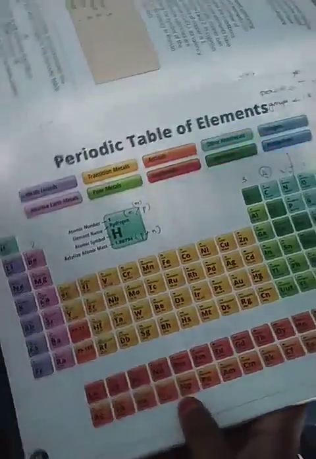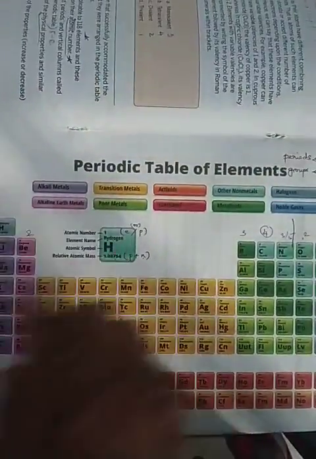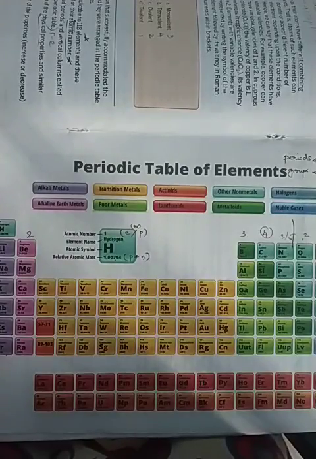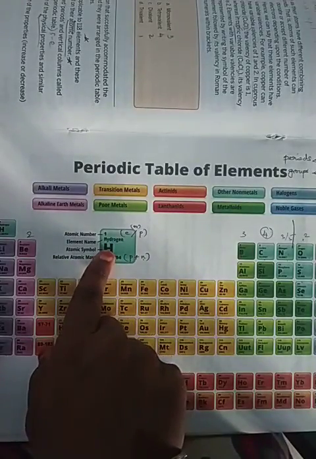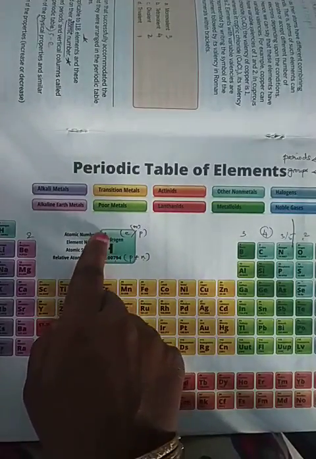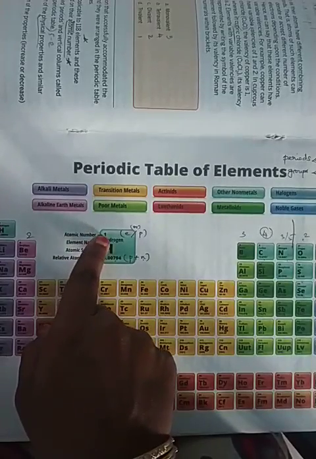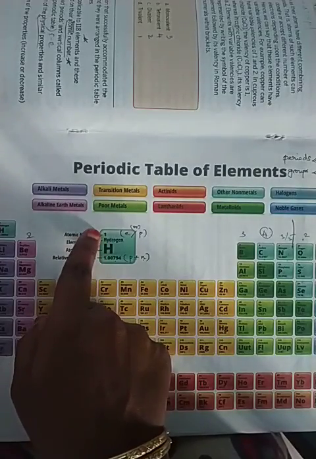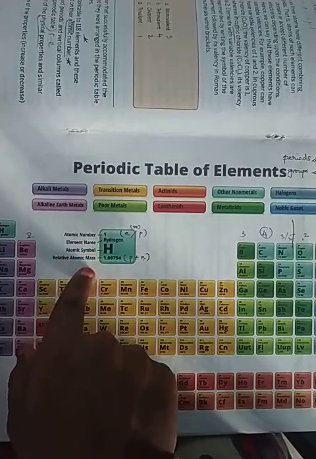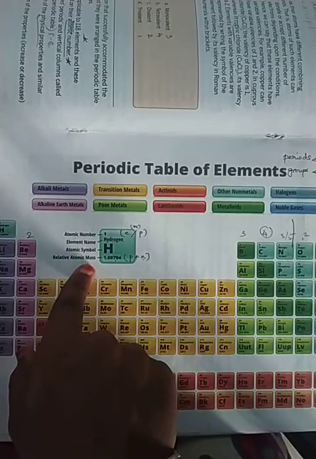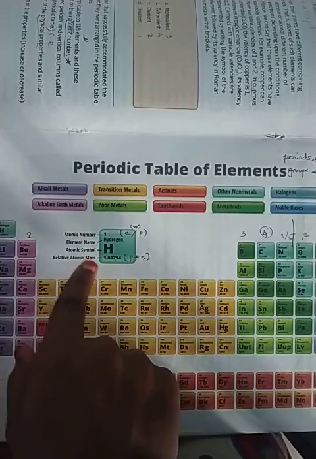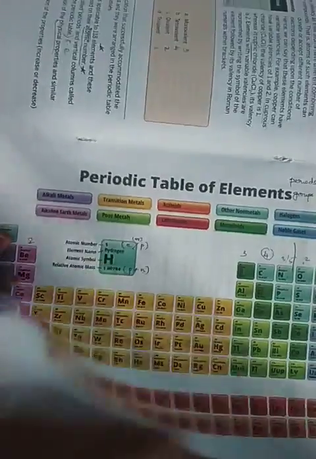Then we will see how to write the symbol first. The symbol will be very bold. Above that you will write the element name, and above that you will write the atomic number. Below the symbol you will write the relative mass, that is the atomic mass.